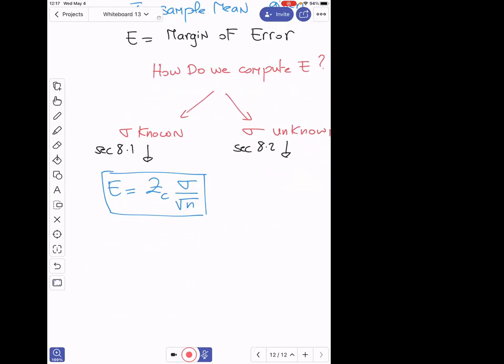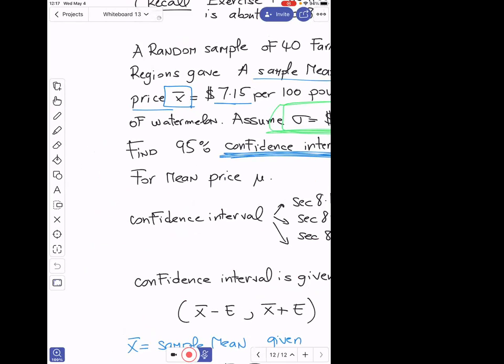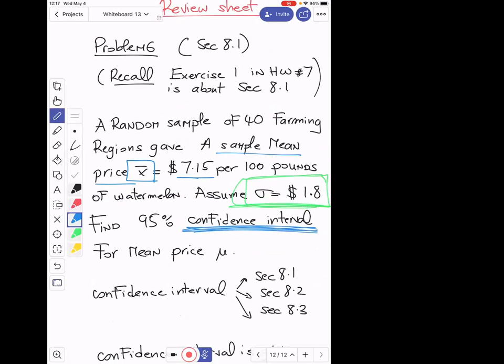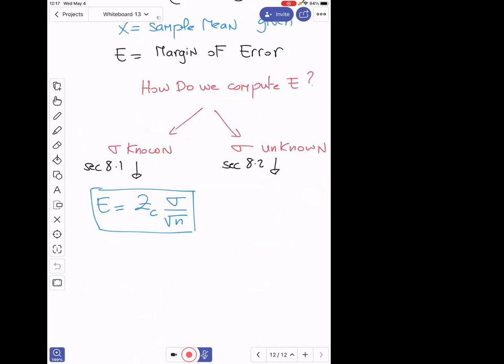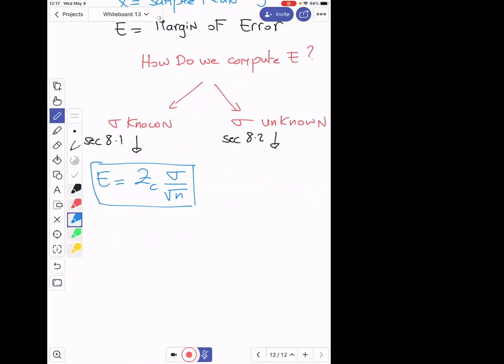Like here, it says a random sample of 40 farming regions, right? So we have a sample of size 40. Let me write it down here. So n is the size of the sample. Sigma is the population standard deviation.